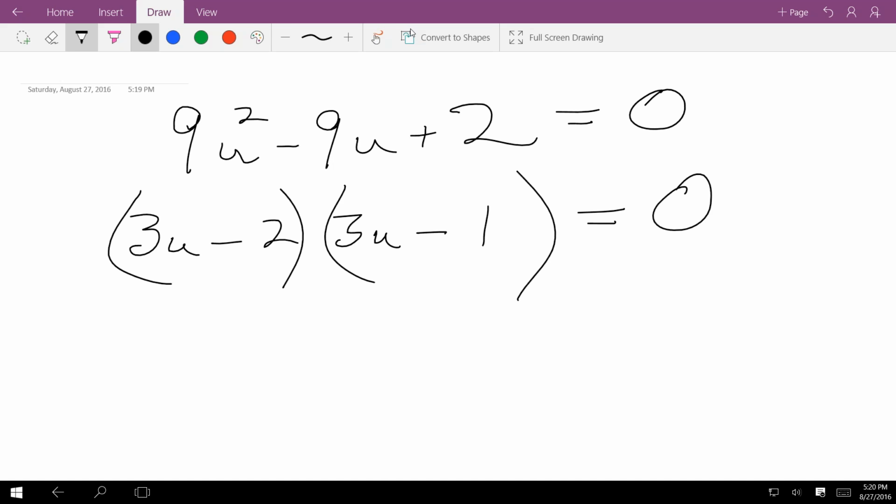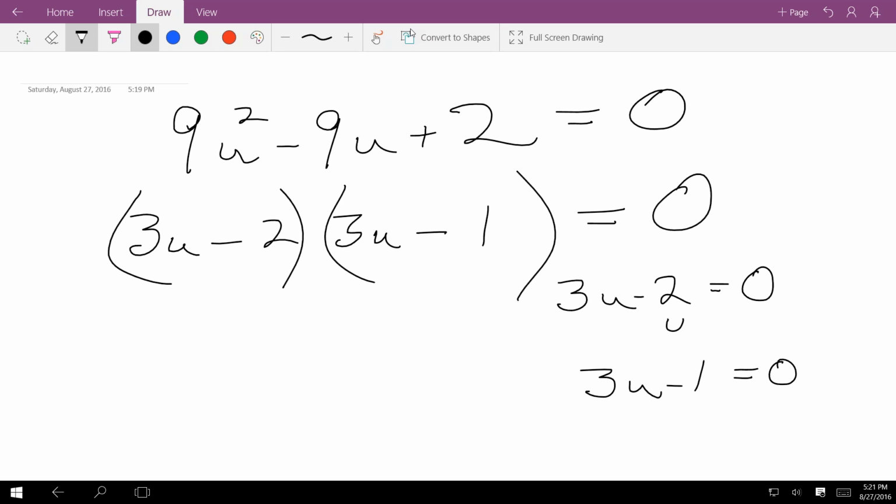In other words, I have two things multiplied by one another that are equal to 0. Whenever that's the case, at least one of those things has to be 0. And the way you solve this is you set both of them equal to 0. In other words, one of my equations is 3u minus 2 equals 0. The other equation is 3u minus 1 equals 0.